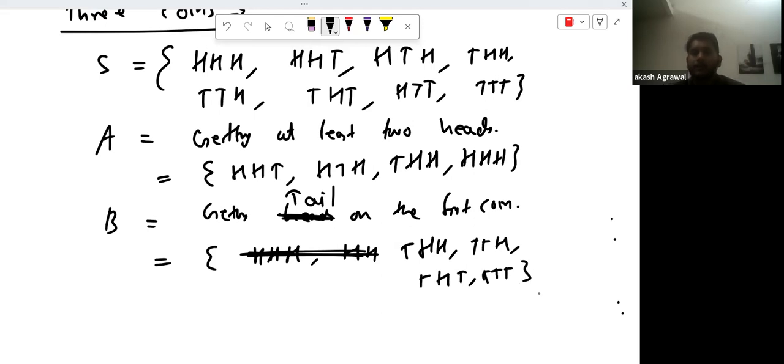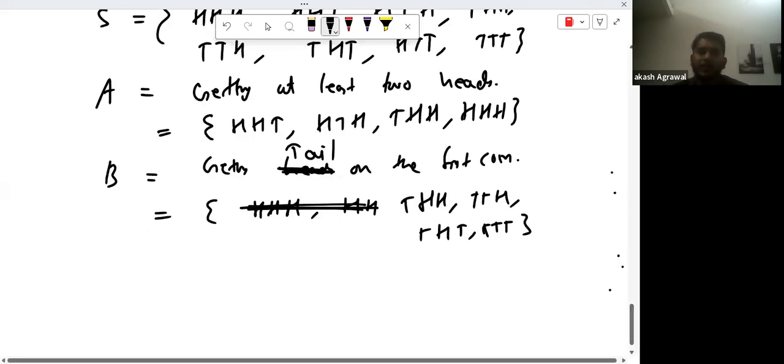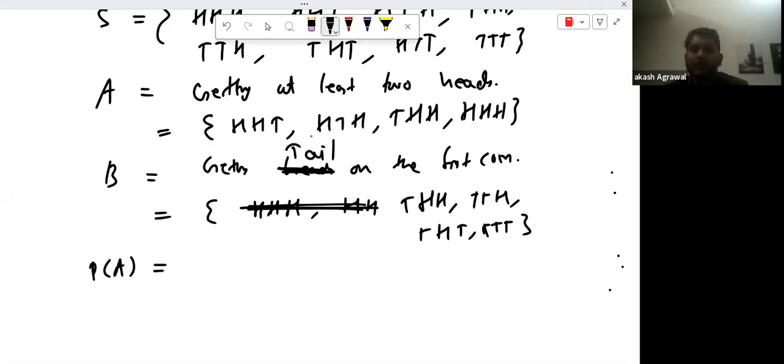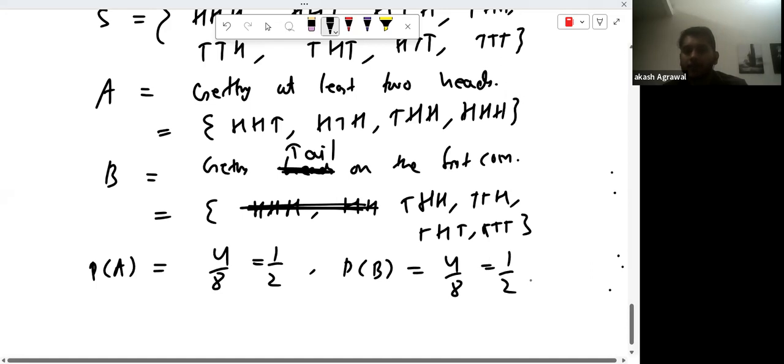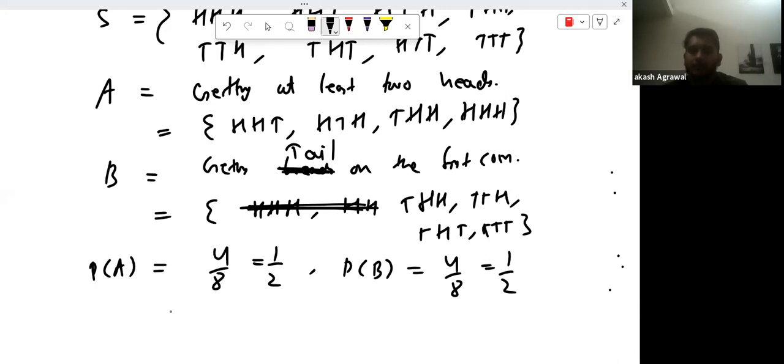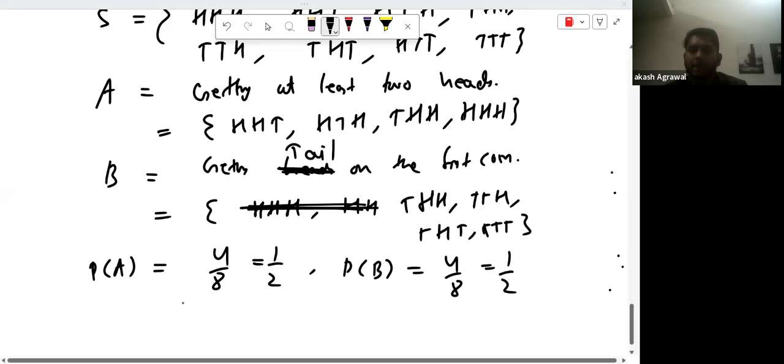Very good. So we all know how to find its probability. Look, if we find P of A, then this is 4 and that is 8. So 4 by 8, so half. If you find P of B, then again this is 4 by 8, so 1 by 2. Clear? Deborah, Fadil? Yes sir. We divide by the total sample space and we get the answer.